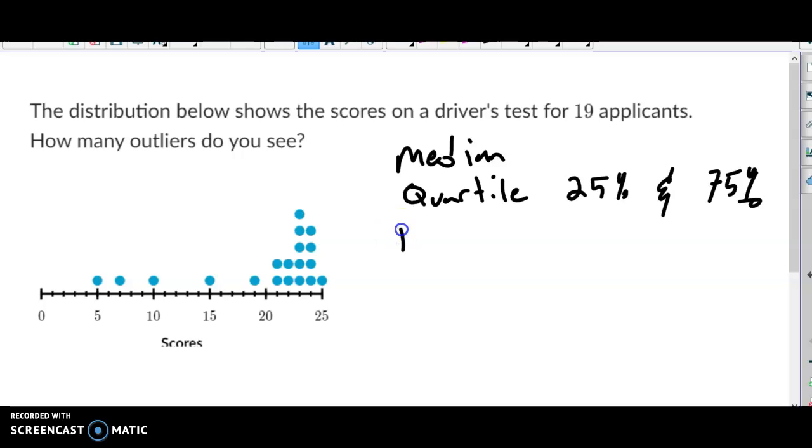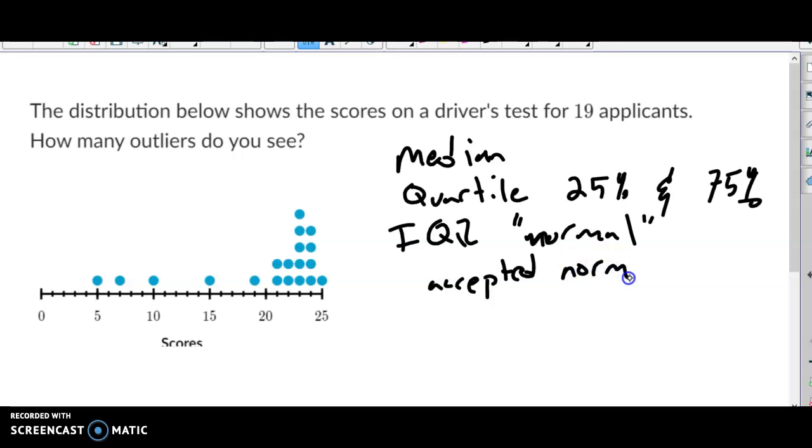We're also going to talk about something that's called the interquartile range, or IQR for short. And this is what we're going to consider normal. We're going to talk about accepted normal. And we're going to end with this idea of outliers. Spelling for that one, but we'll spell it right when we get there. So we're going to do all of this by looking at this data set.